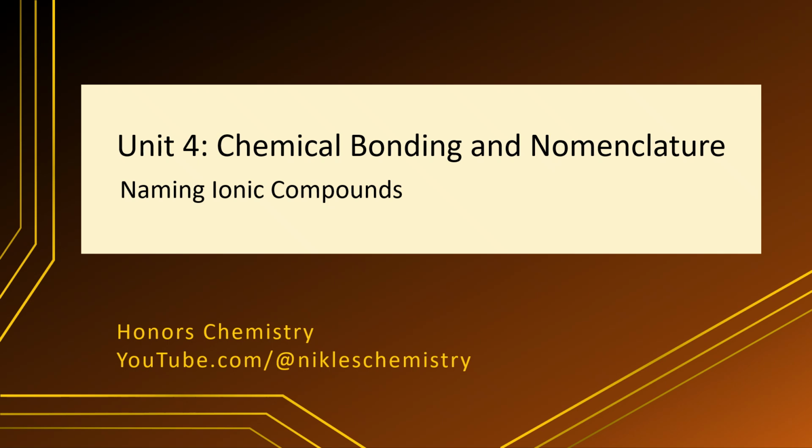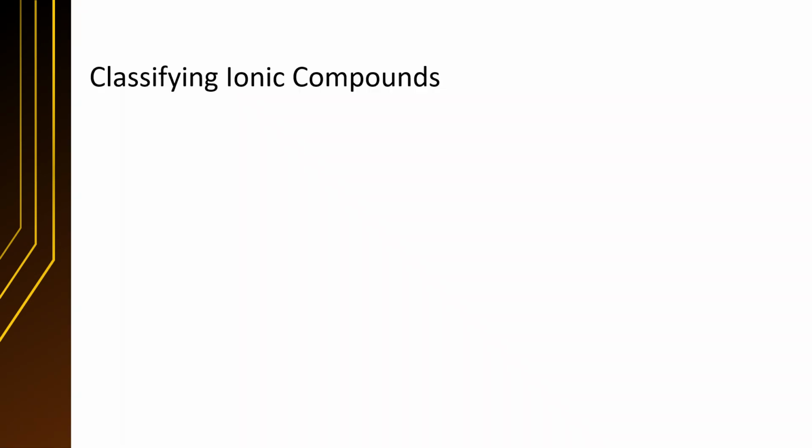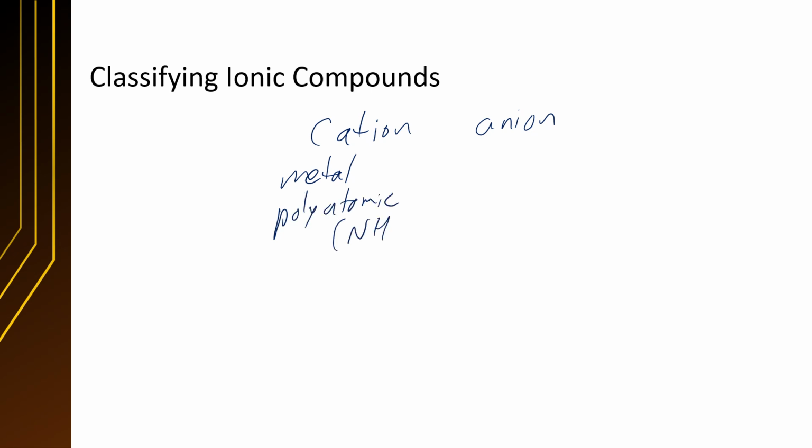Hello, today we're going to talk about naming and writing formulas for ionic compounds. All right, first let's review how to classify ionic compounds. They always consist of a positive ion, called a cation, and a negative ion, called an anion. And typically the cation comes from a metal, but it could also be a polyatomic ion that has a positive charge, like NH4+.